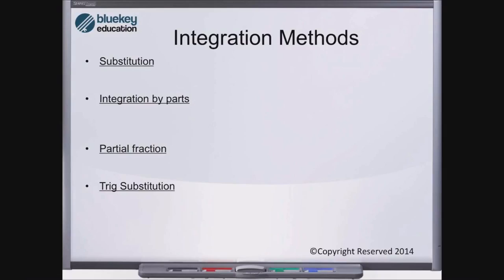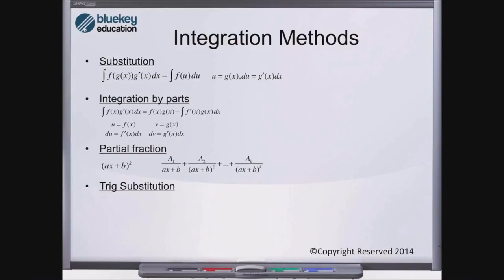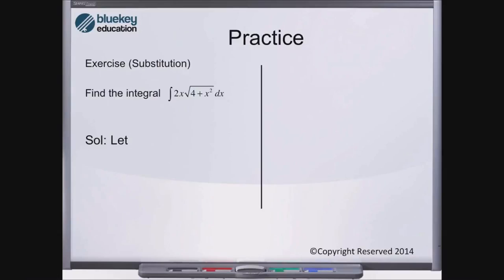Let's look at the four popular integration methods. The first one is substitution. Then integration by parts, partial fraction, and trig substitution. Let's do one more exercise. Find the integral of 2x times the square root of 4 plus x squared dx.